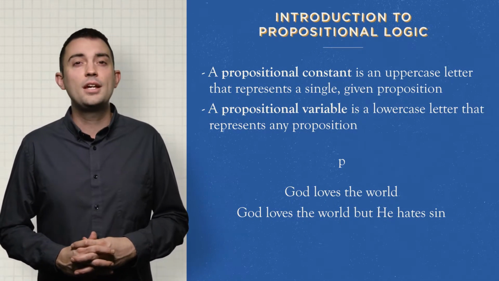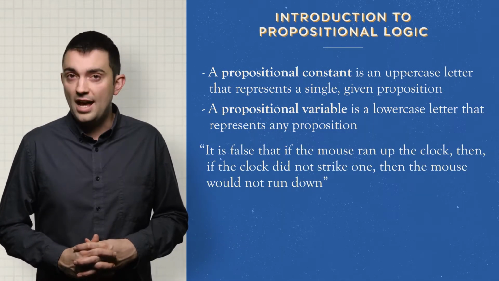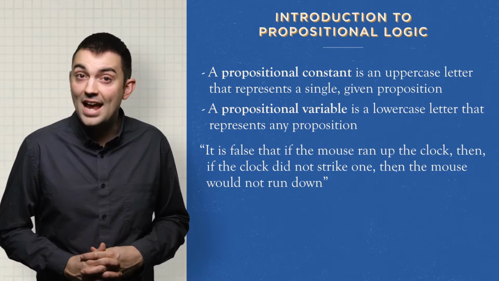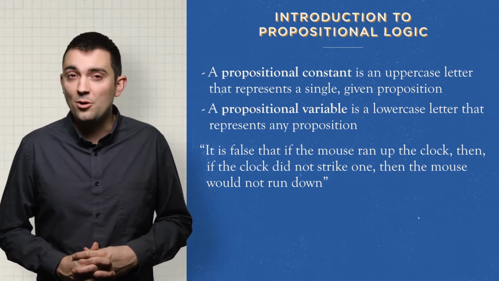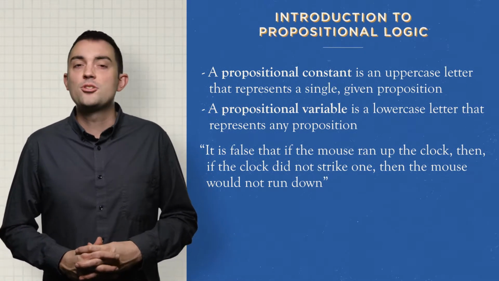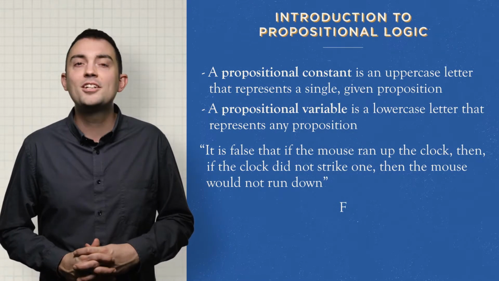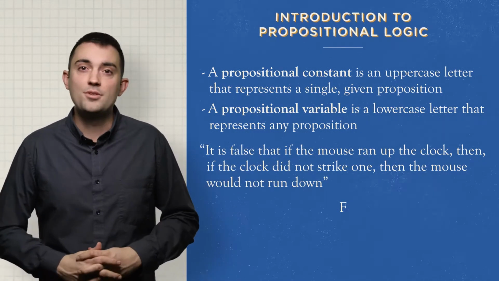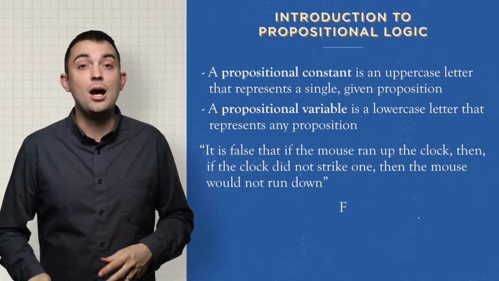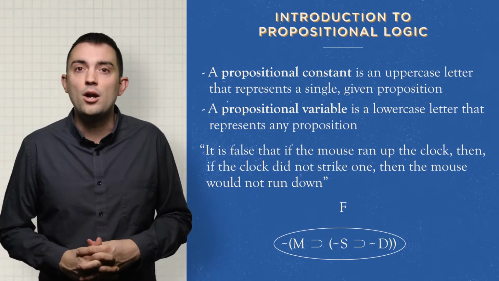Now, the complicated proposition, it is false that if the mouse ran up the clock, then if the clock did not strike 1, then the mouse would not run down. That could be represented by the propositional constant F, and that one constant could represent that entire proposition. Or it could be represented by the more complex simplification up there, representing each part.